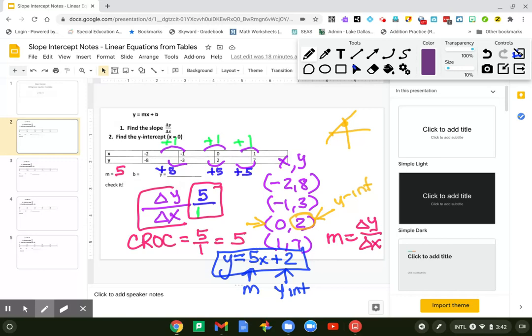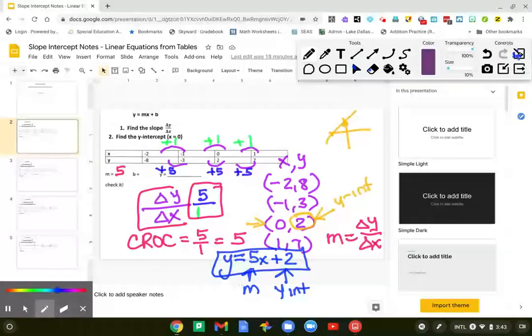Okay, I'm trying to erase this. Sorry, guys. Oh, I'm using the wrong thing.